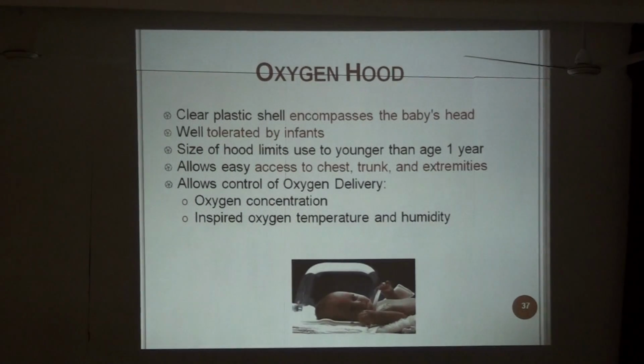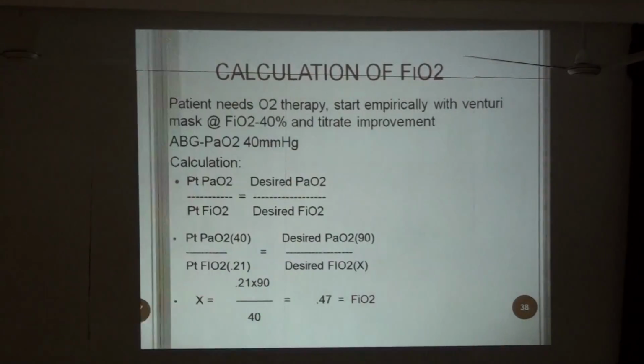It allows control of the oxygen delivery, the oxygen concentration, and the inspired oxygen temperature and humidity, because these are very important issues for the child. Hypothermia is very detrimental for them. So those things are also taken care of very judiciously, and it delivers up to 0.9 FiO2 at 10 to 15 liter flow per minute. So these are used in most of the NICUs also.